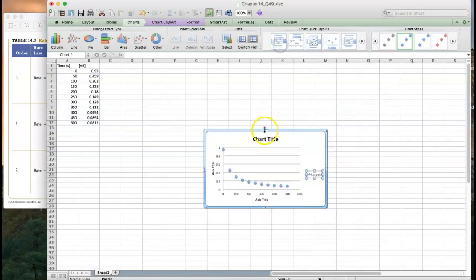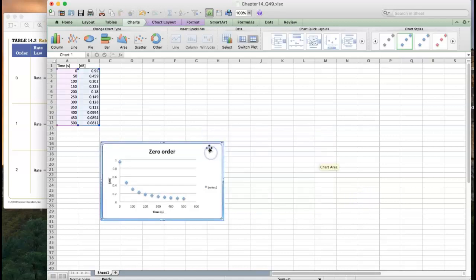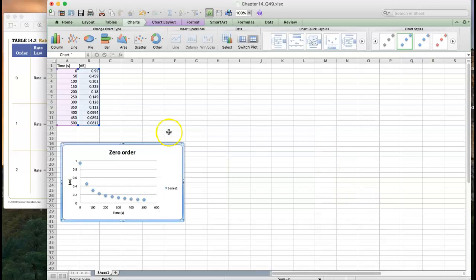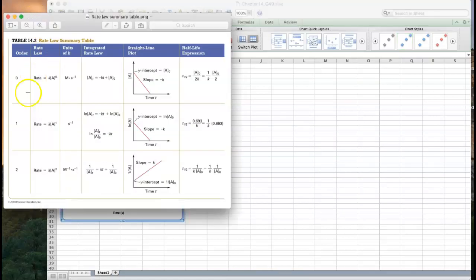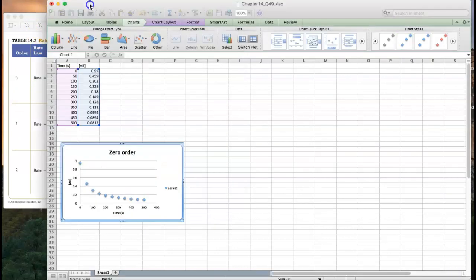This would be zero order. And it's clear that since we do not have a straight line, this is not following zero order kinetics, right? So what would we need to plot in order to see if it's following first order kinetics? Well, we would need to plot the natural log of the concentration of the reactant versus time.